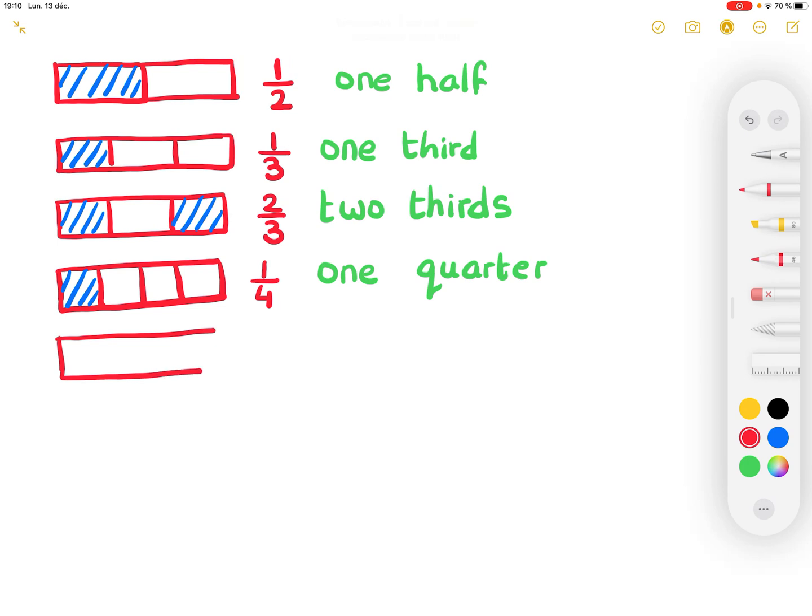The same rectangle I divided into four parts. Now I shade one part, two parts. I will write 2/4, and it is 2/4. I put an S because there are 2/4.